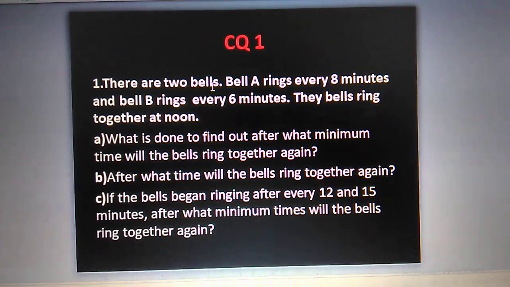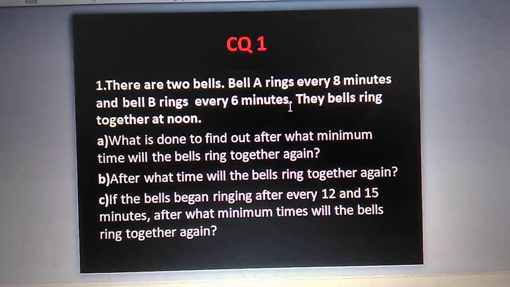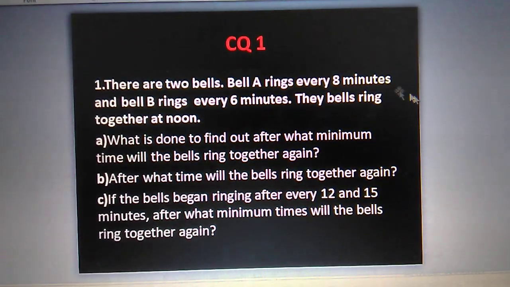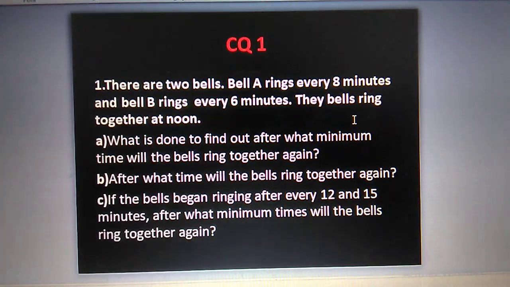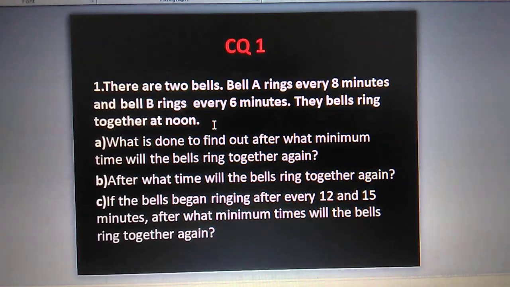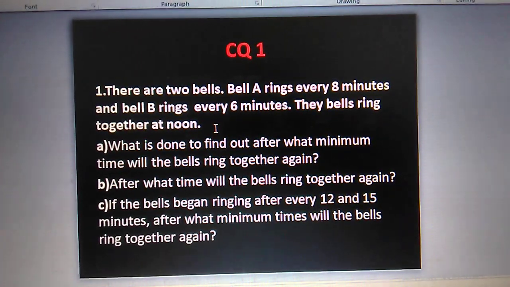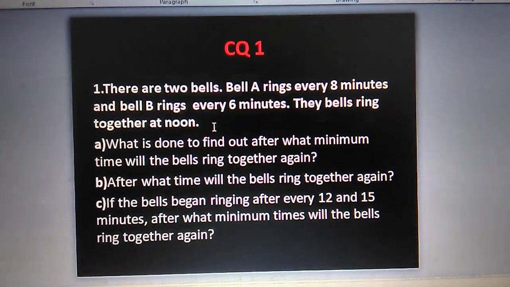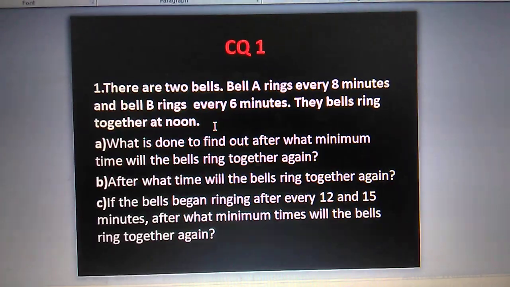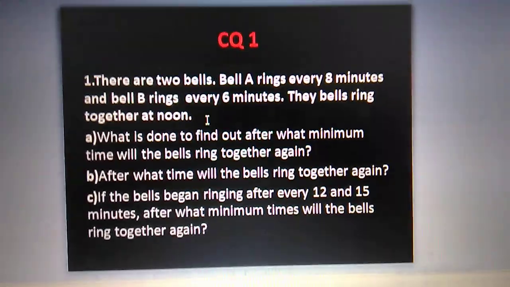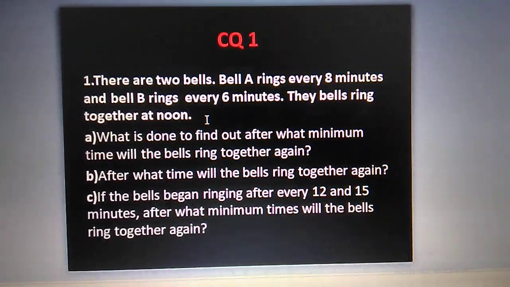There are two bells. Bell A rings every 8 minutes. Bell B rings every 6 minutes. The bells ring together at noon. So here the statement says there are two bells. Bell A rings after every 8 minutes again and again, and bell B rings after 6 minutes again and again.